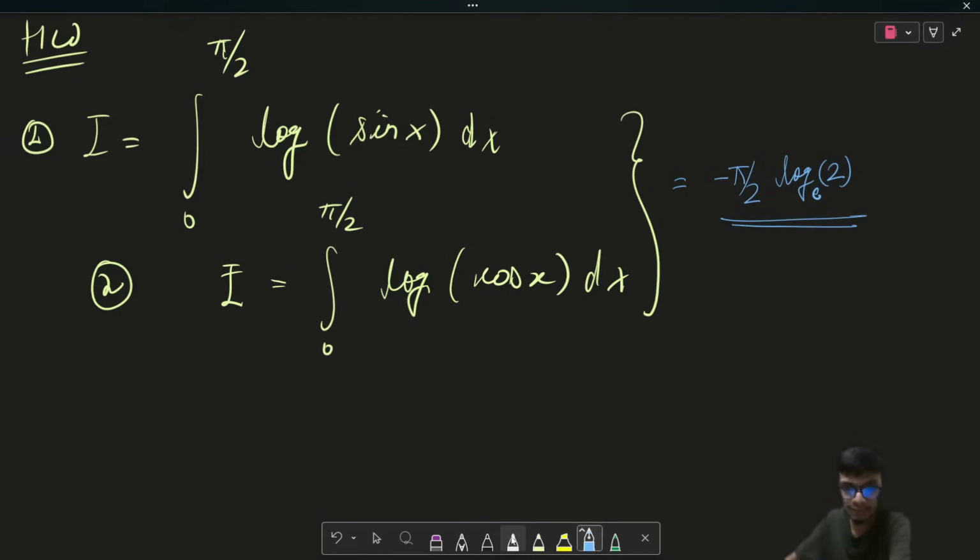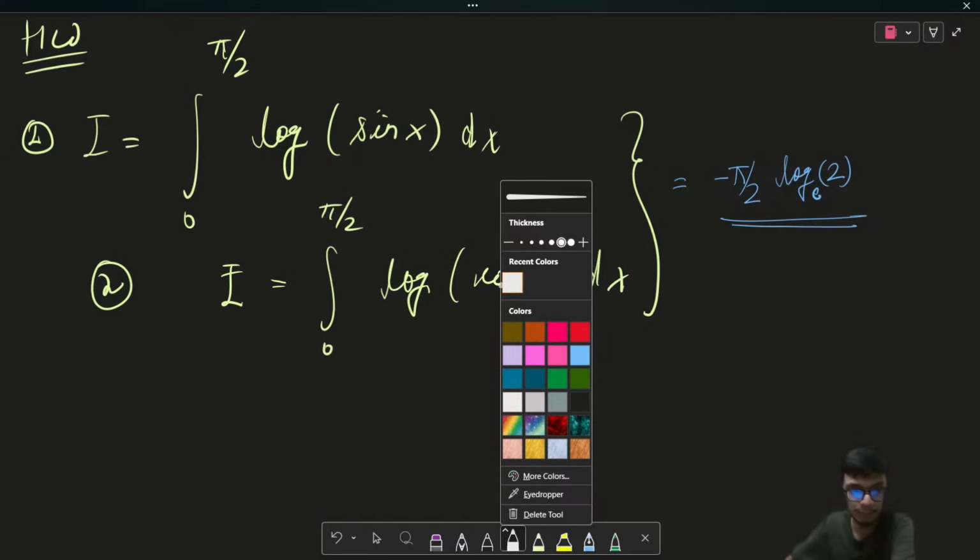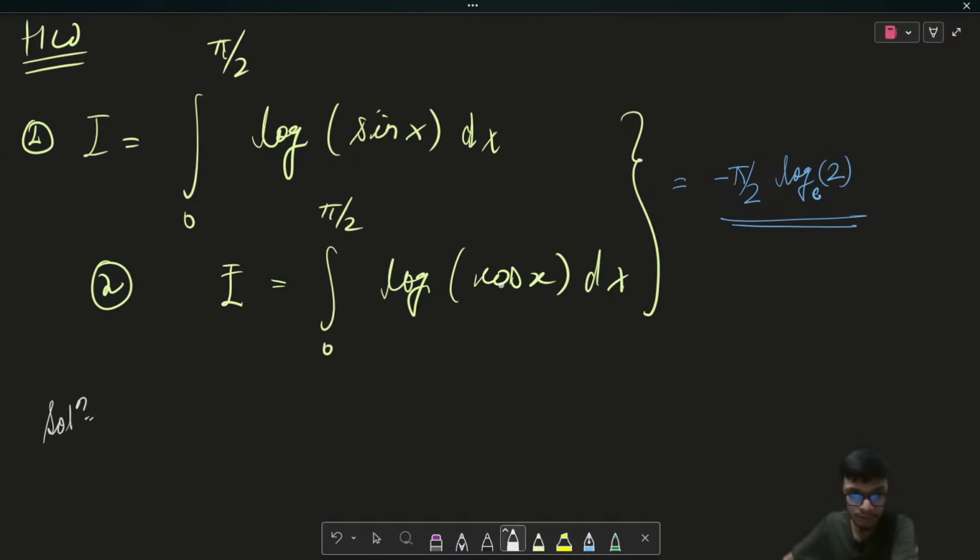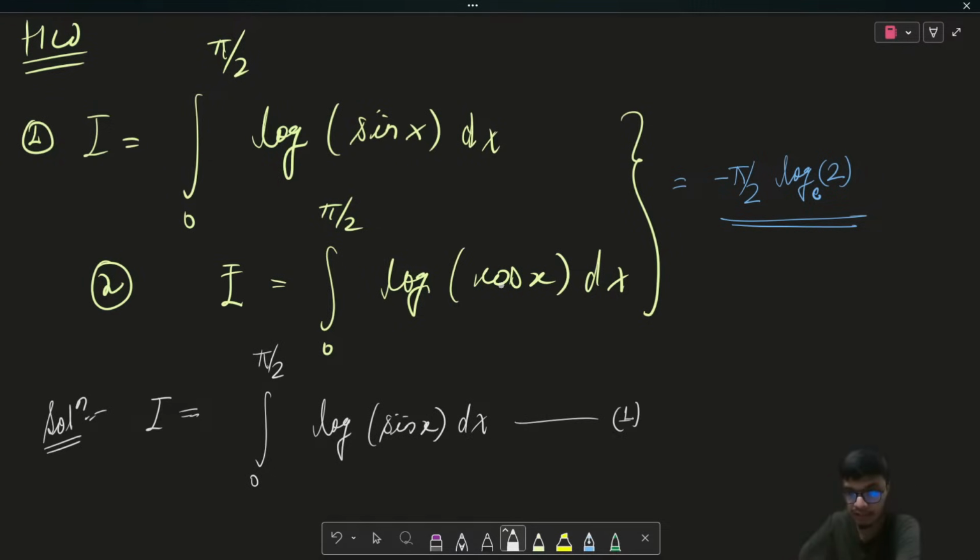Let us see how we can approach this question. If I talk about the solution of this problem, we know that both these integrals are the same by the King's property. Therefore, let us take any one of the questions and try to do it. Let's take the first one, which is the integral from 0 to pi by 2 of natural log of sine of x. This is our question. Let's assume this is the first equation.